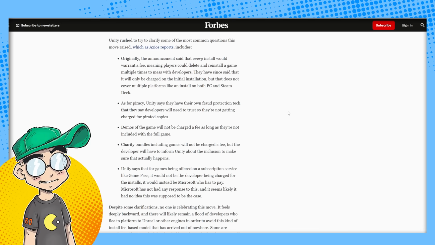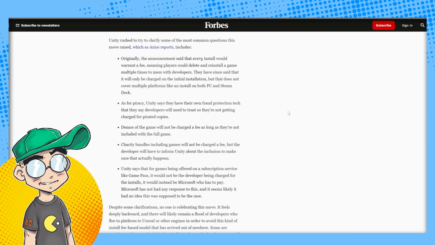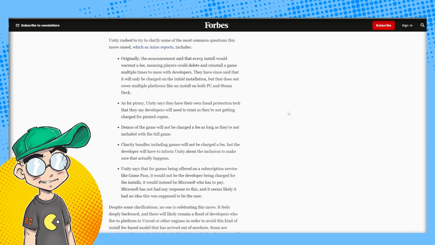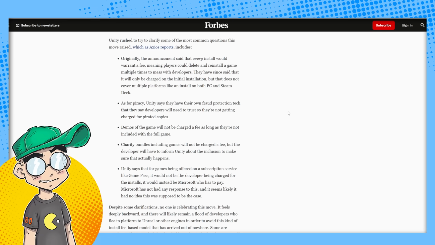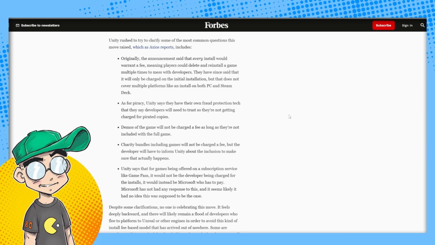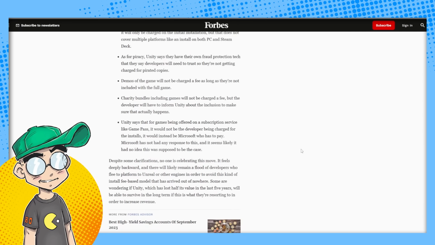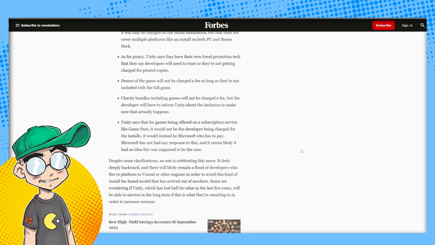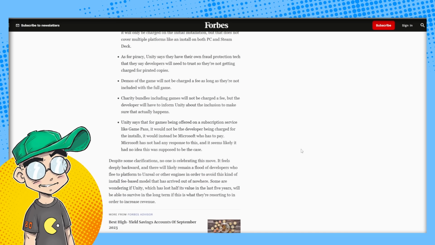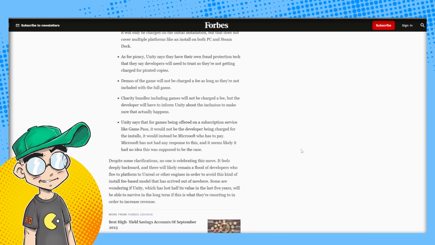As for piracy, Unity says they have their own fraud protection tech that developers will just need to trust, so they're not getting charged for pirated copies. Demos of the game will not be charged a fee as long as they're not included with the full game. Well, there's that. Charity bundles, including games, will not be charged a fee, but the developer will have to inform Unity about the inclusion to make sure that actually happens. And good luck with them keeping track of all of this.